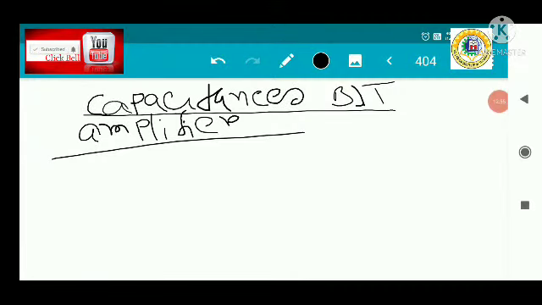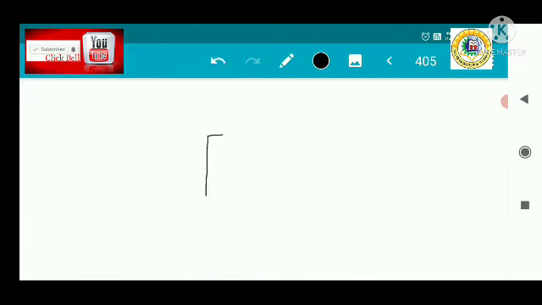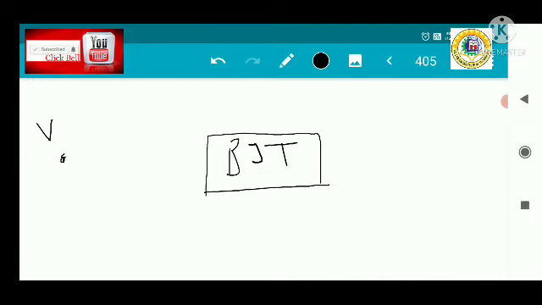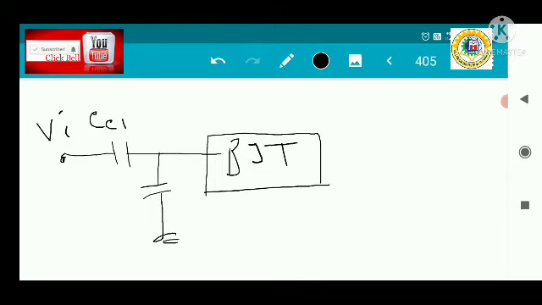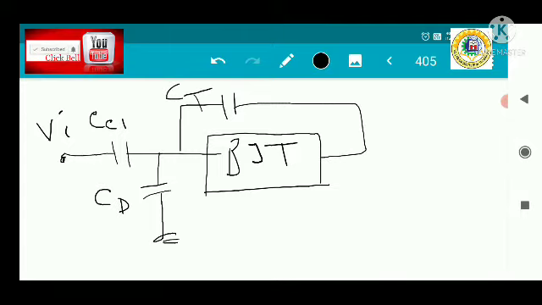Okay, so if you consider the BJT as a black box, then you consider this is the input voltage source. We have considered this capacitance CC1 here, this is CC1. And this is your capacitance called CD. This is your capacitance called CT.